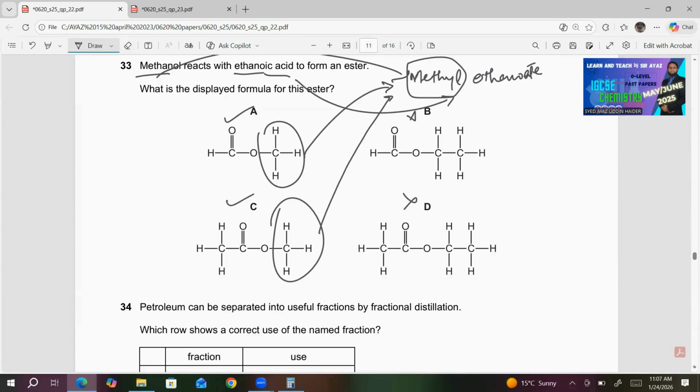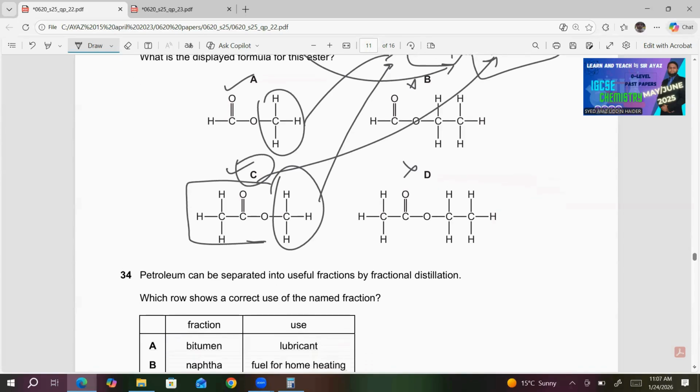So we are having ethanoate. Ethanoate means we must be having two carbons, alkanoate coming from ethanoic acid. So there it must be ethanoate. This must be ethanoate. So we have methyl ethanoate. C must be the right answer in this case.